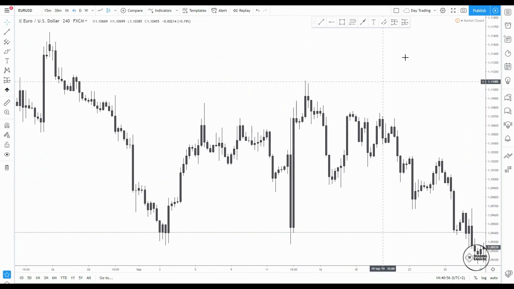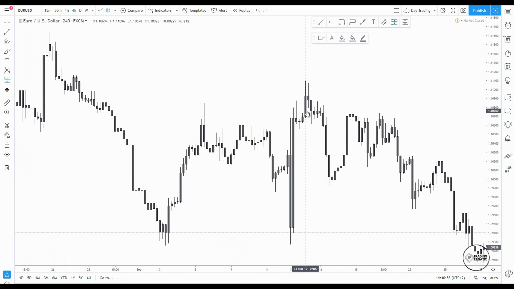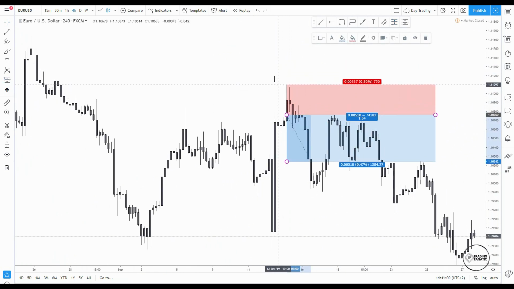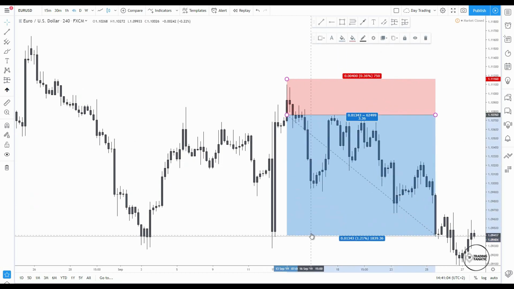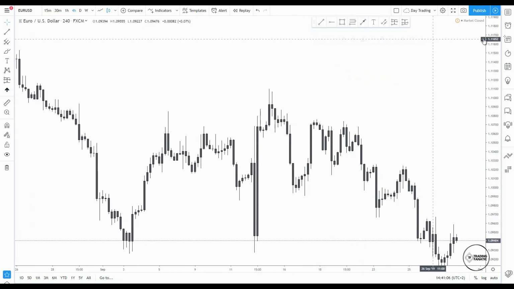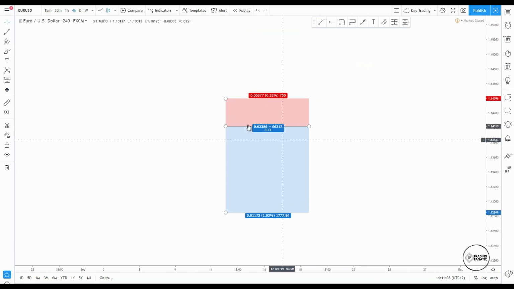So if you want to go short from here, you just plot your tool and you decide on the level for your stop loss, and then you start searching for potential take profit areas. But basically that's the tool we're gonna use.